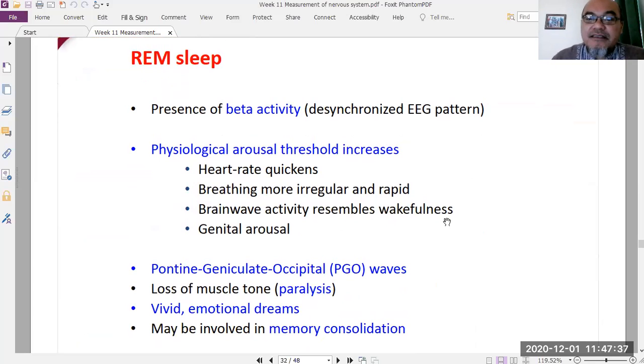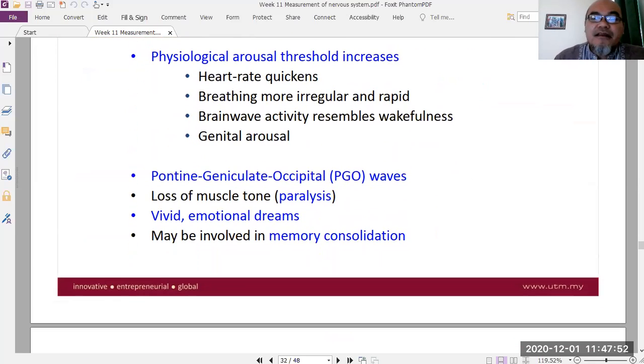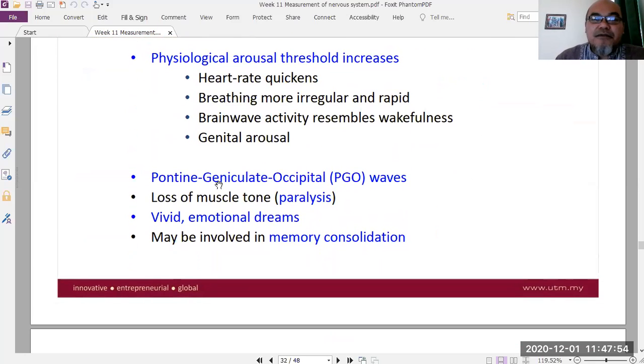Brainwave activity resembles wakefulness, as if you are awake within your dream. You are not awake, but as if you are doing something. And also, some genital arousal happens during REM sleep. This is due to the pontine geniculate occipital waves, loss of muscle tone, paralysis.